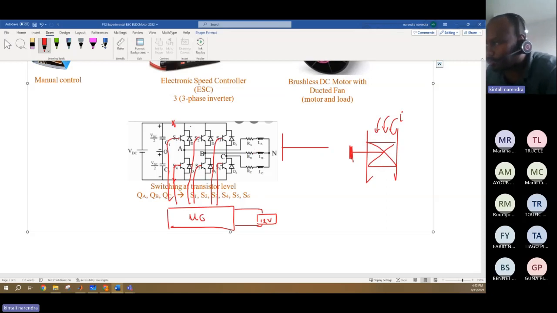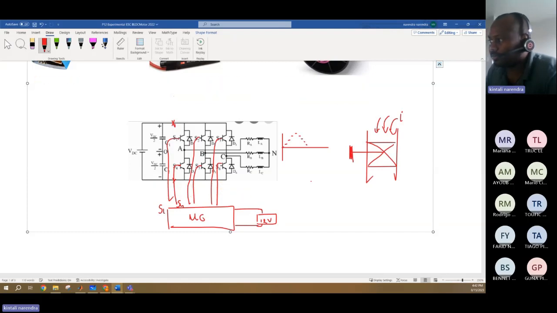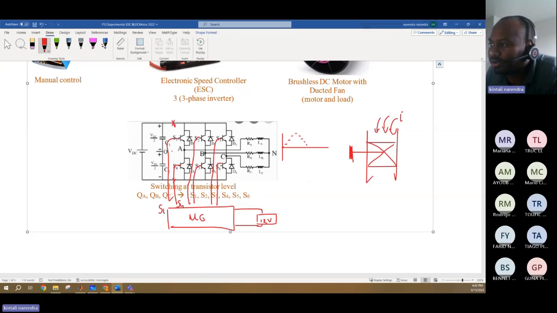Now let's take a small example, S1 and S4. This is three phase, but I'm only doing it for one phase. The amount of current can be controlled by the PWM signal you provide to the switches S1 and S4. Initially you open it for a small time, so there will be a small amount of current. Then you increase the PWM duty cycle, increase it, increase it. Again you reduce it, reduce it. Then you change the direction.